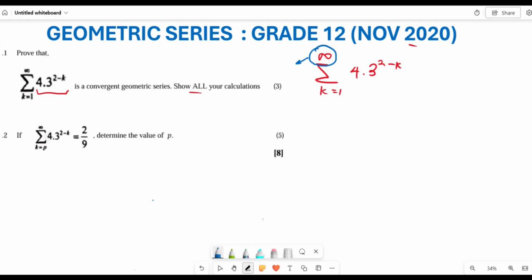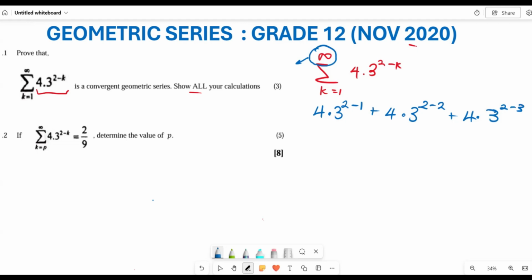Firstly, you are going to take this Tn and write the first three terms here, right? So which means we are going to say 4 multiplied by 3 to the power of 2 subtract 1. Then again, plus 4 multiplied by 3 to the power of 2 subtract 2. Then plus 4 multiplied by 3 to the power of 2 subtract 3.